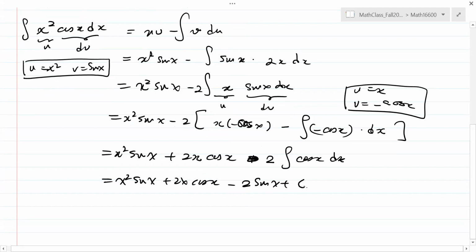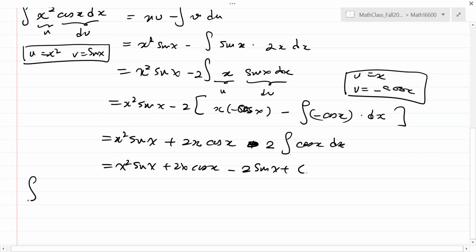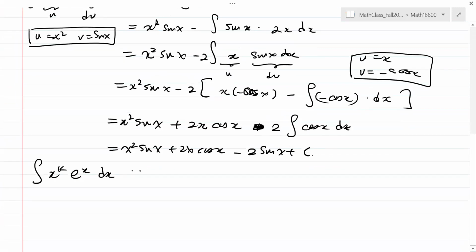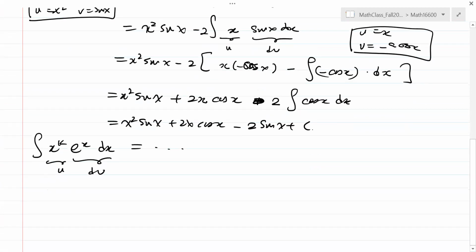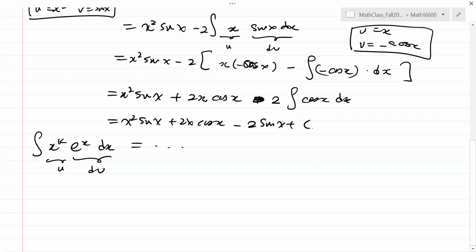Okay, this is about the integral of x to the power k times sine x or cosine x. And similarly, you can do x to the power k e to the x dx, okay? It's actually much simpler, same idea. Okay, I'm not going to complete it. You have it. And this will be dv, that's du, and that will be u, okay? So same idea.